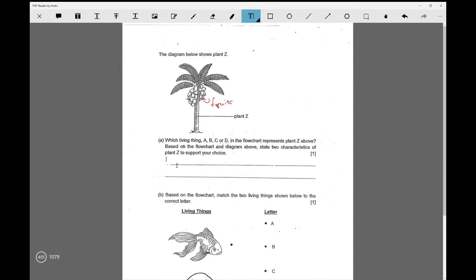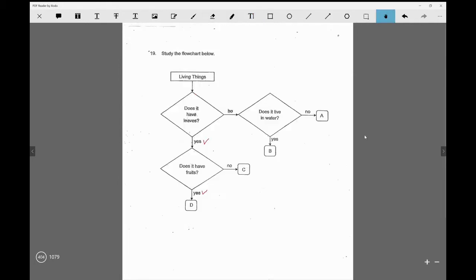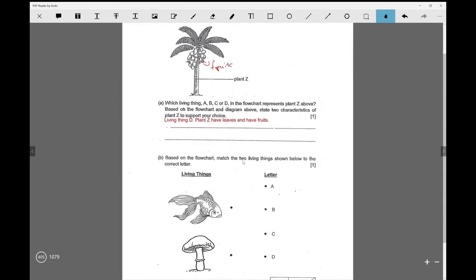So you can say living in D, and the 2 characteristics are what we have just mentioned. Plant Z has leaves and has fruits. Let's go back and check. Yes, has leaves and has fruits. Now let's look at the next one.